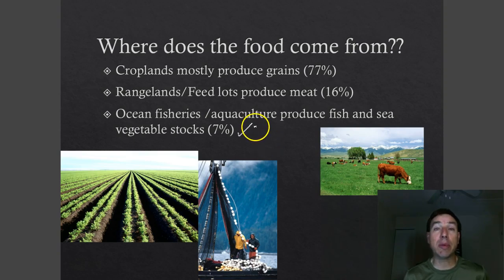Fortunately, as we saw when we talked about aquaculture, this is starting to increase. So because this is increasing, rangelands and feedlots don't have to increase. Doesn't have to, and it's going to be difficult for any of these others to increase.